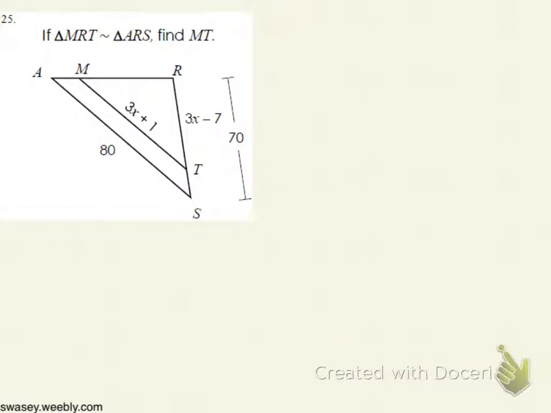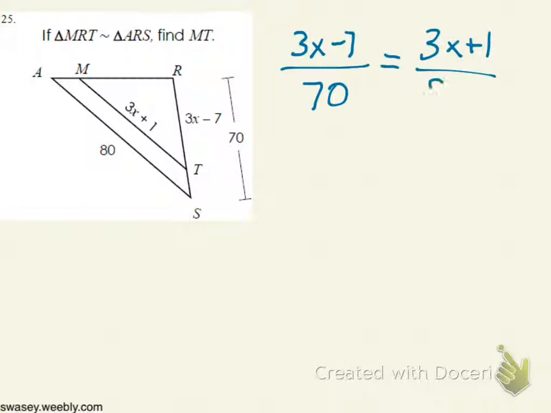Here we've got two similar triangles. So corresponding sides are proportional. So we can say from the small triangle 3x minus 7 is to 70 as 3x plus 1 is to 80. And there's lots of different proportions you could write, but once we cross multiply, our cross product should be the same.